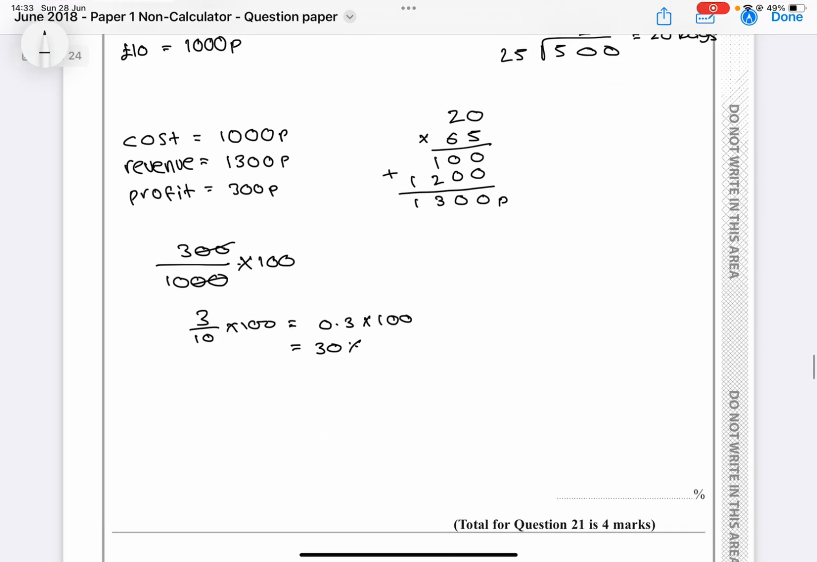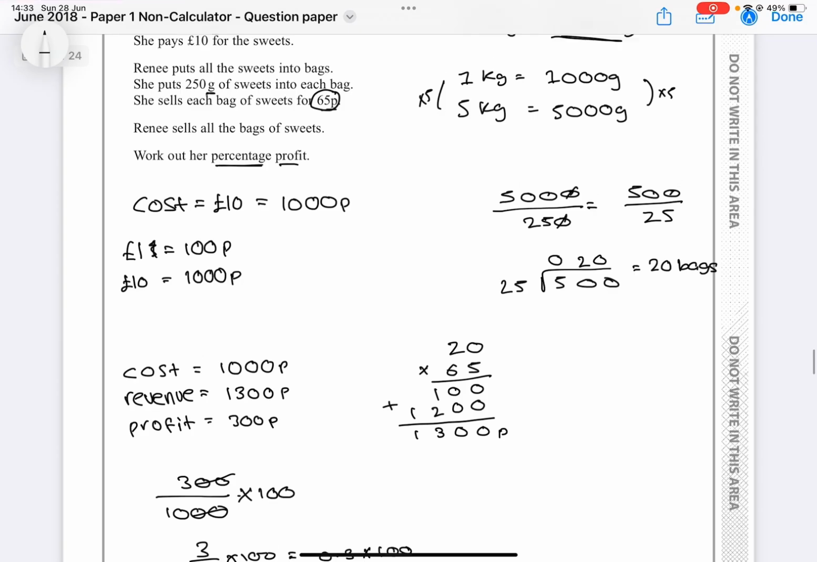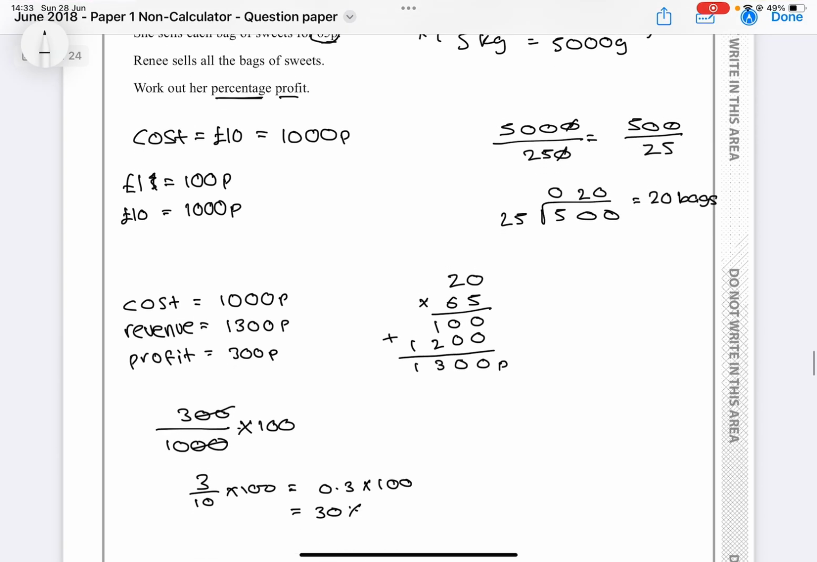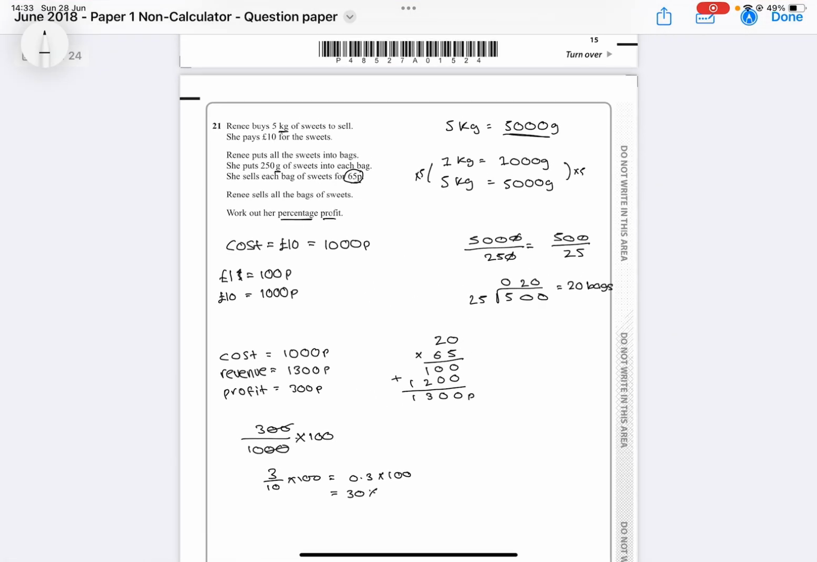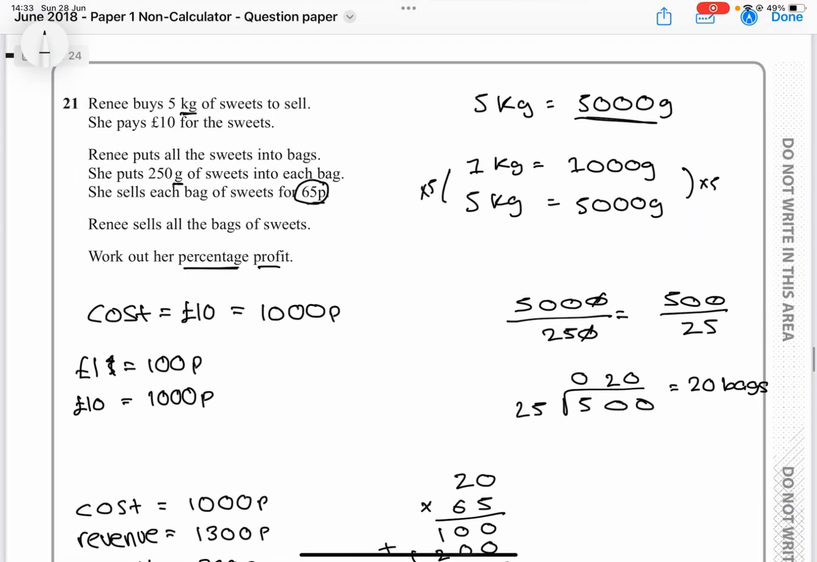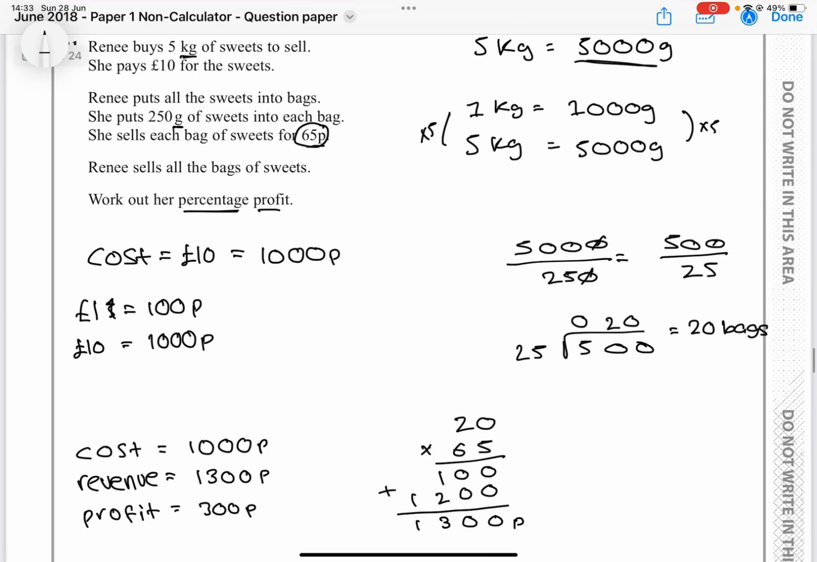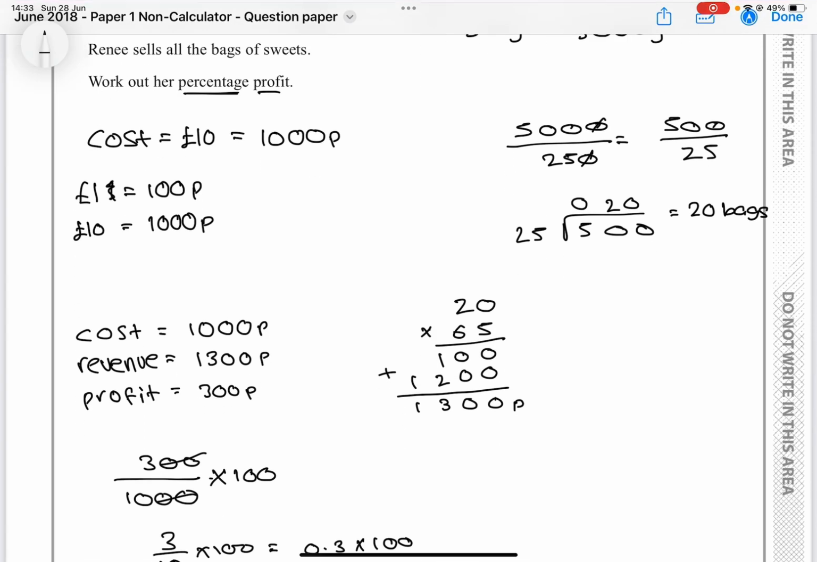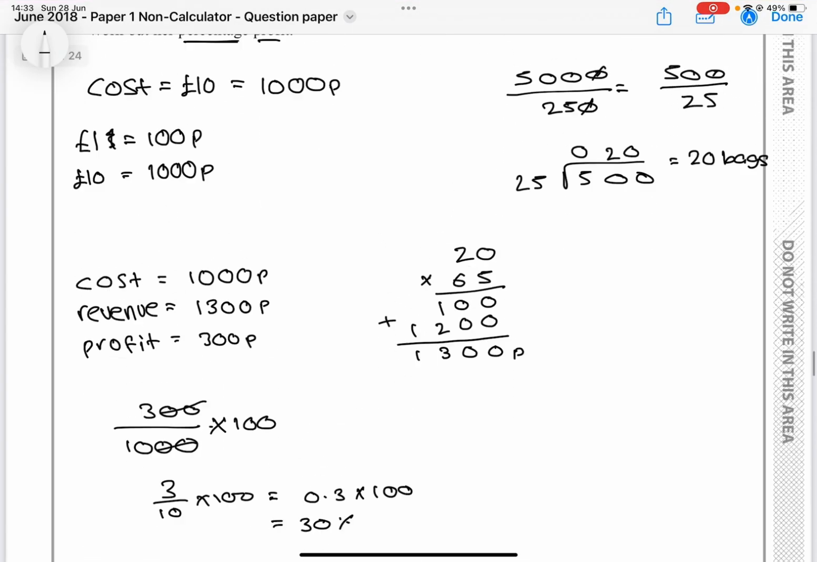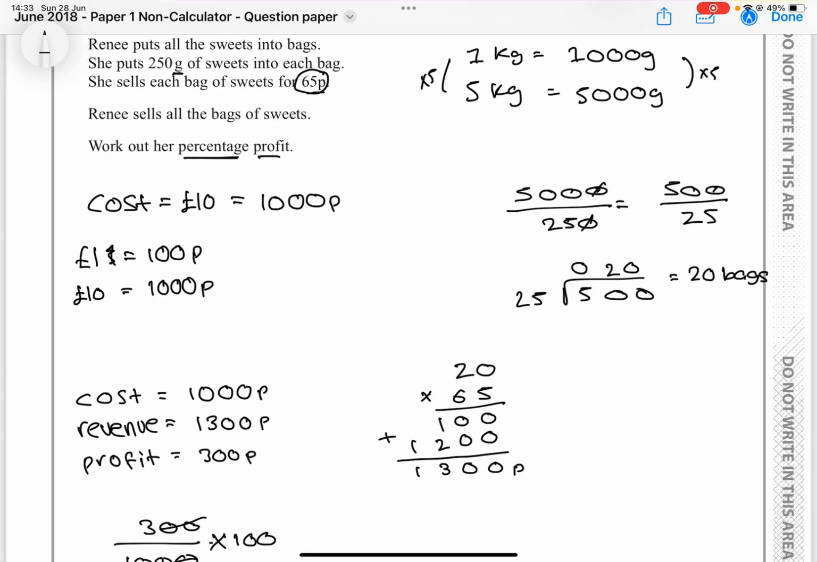And that is your answer. 30%. So her percentage profit is 30%. So she makes 30% profit on whatever she sold. Okay? And that is your answer. So over here, it was crucial that we use our metric conversions and convert from kilograms to grams, from pounds to pence, and then use our other steps like dividing, multiplying, and all of that to get to our final answer and writing up our percentage profit.